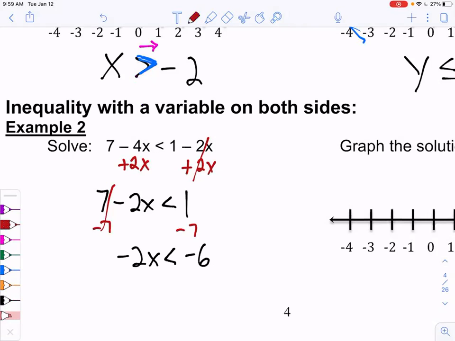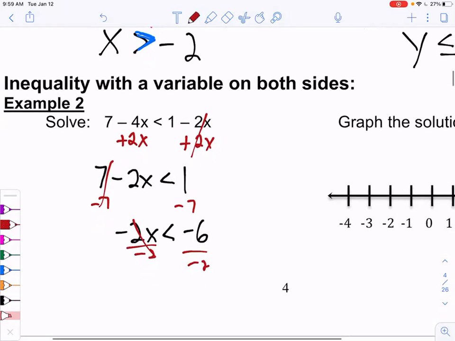Now, Josh, what's the next step? And this is where the sign switches, correct. So now, since we divided by a negative, the sign is going to switch from a less than to a greater than. And then negative 6 divided by negative 2 is going to give us a 3.